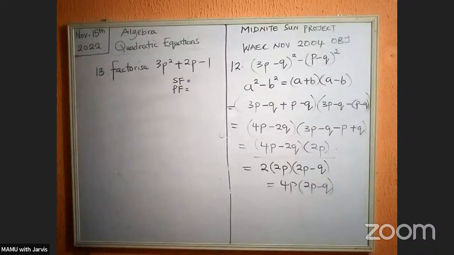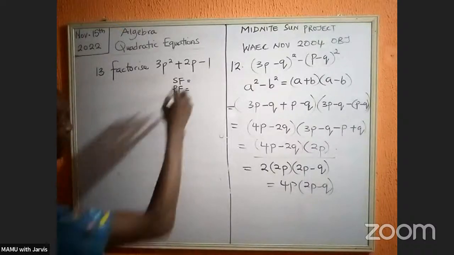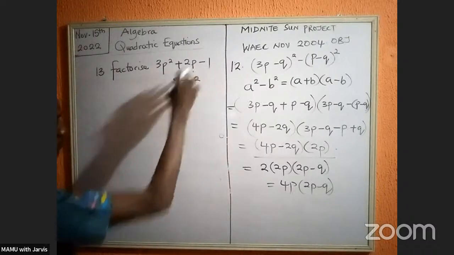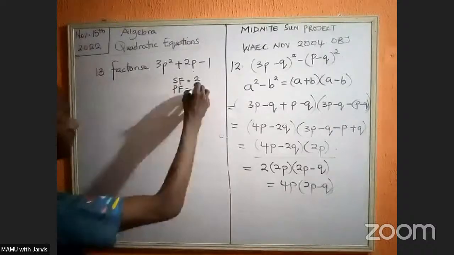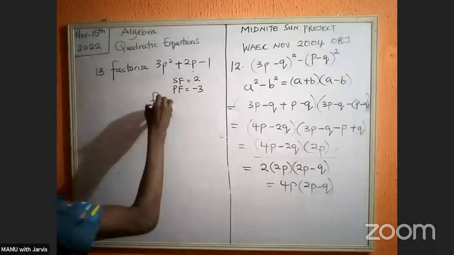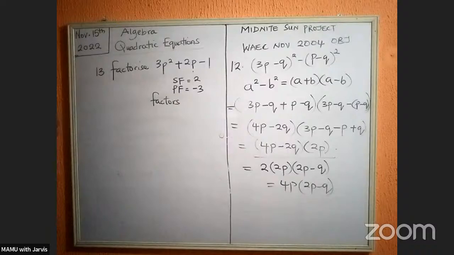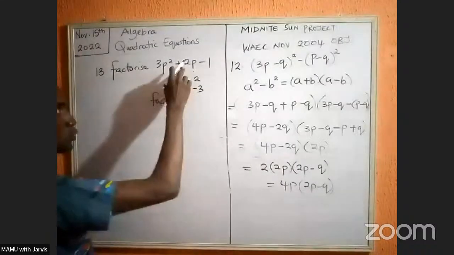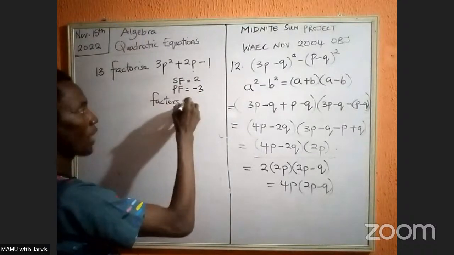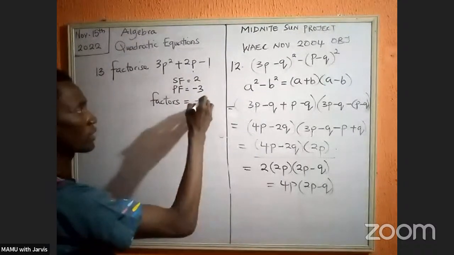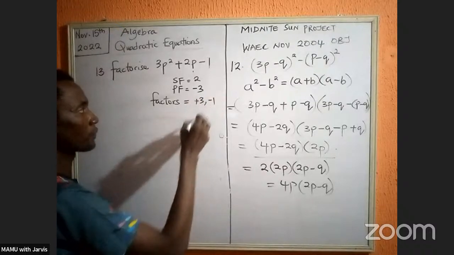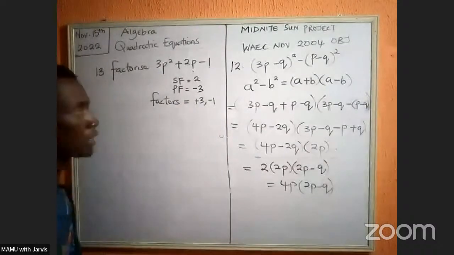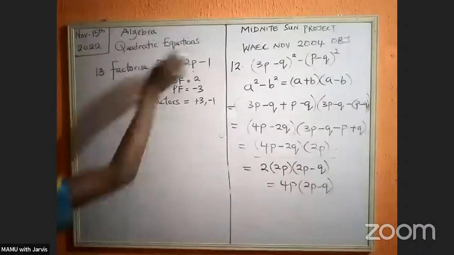So the sum of factors would have given me what? 2. The product of factors would have given me what? Negative 3. So what are the factors I'll be looking for? Now, to look for factors, I will consider the products. This is positive 2, this is negative. So I'm going to consider factors like positive 3 and negative 1. This is one of the possible occurrences that will give me negative 3. So once I have this, I will transpose this idea here.